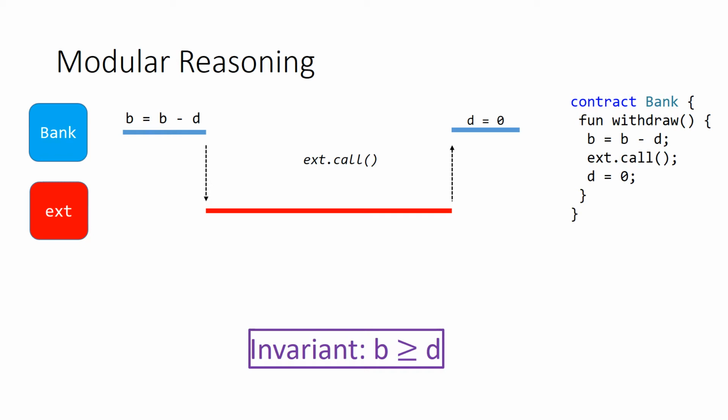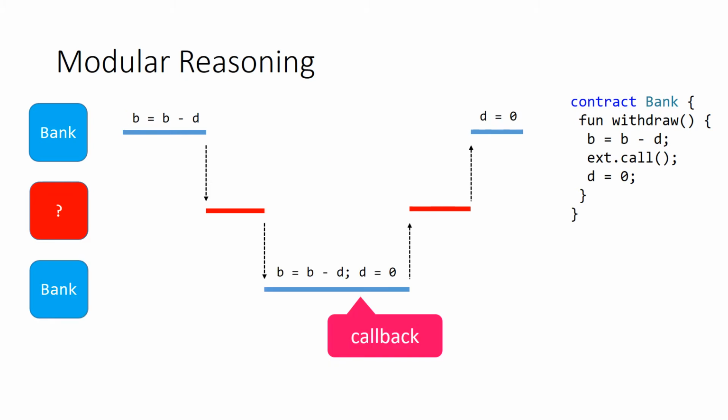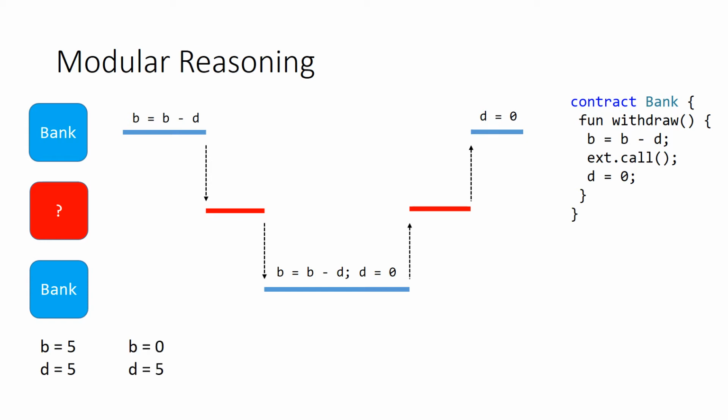But when the ext.call command is run, control is passed to the contract identified by ext. In particular, ext, whose code is unknown to us under the modular reasoning assumption, can also call bank's withdraw function again. Suppose we have initially balance of 5 and deposit of 5. First we reduce the balance by the deposit so it becomes 0. Then we call ext, which invokes the callback to withdraw.